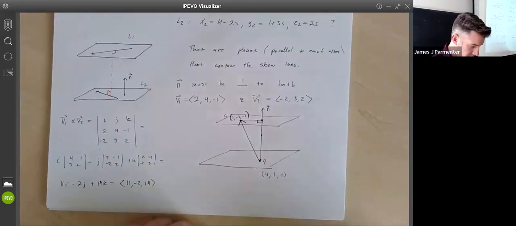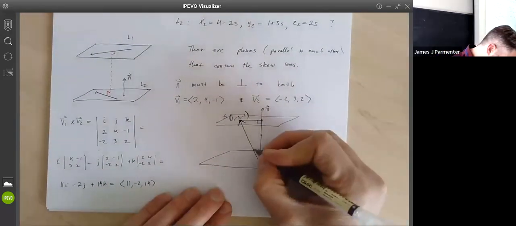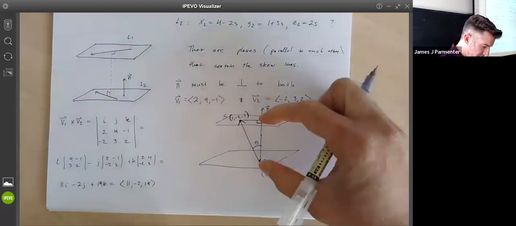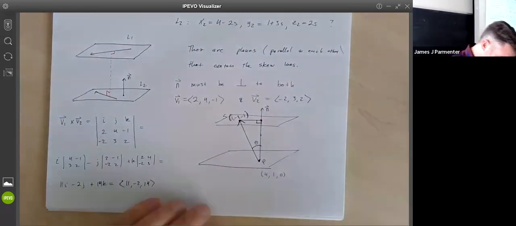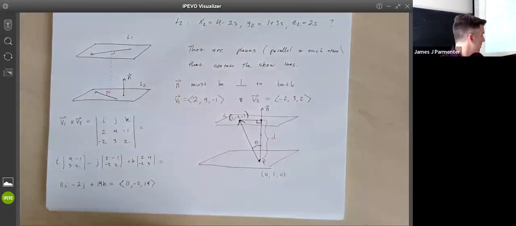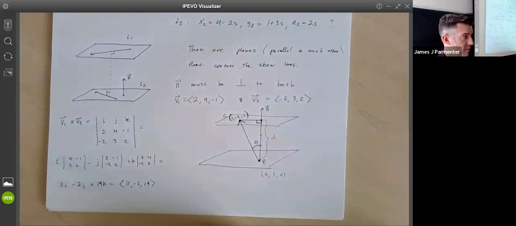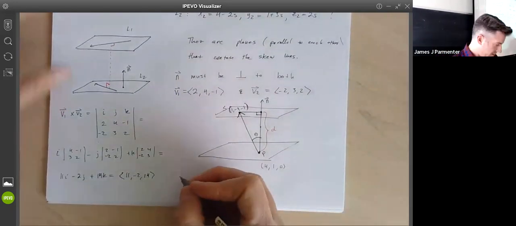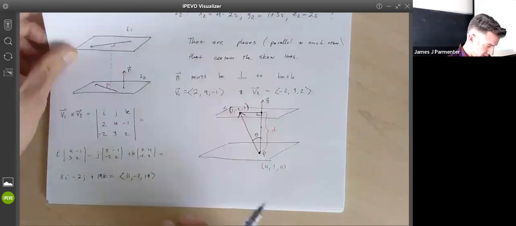So look what we've got. We've got an angle here, and I'm trying to find this length. We've definitely done this before. I'm definitely going to run out of room here, so let's keep going.